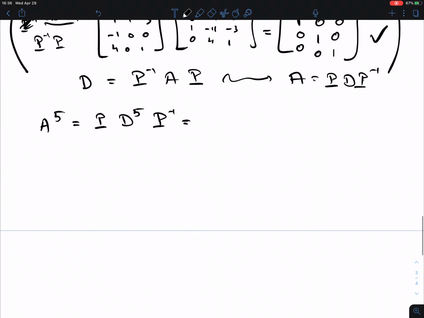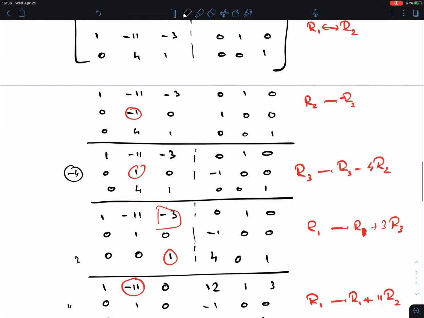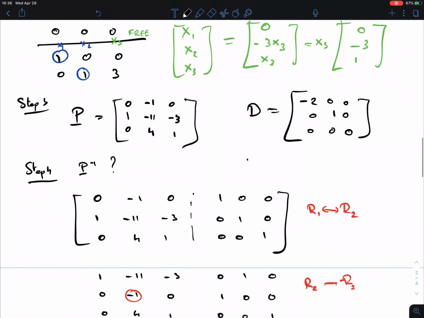Okay, now what is D to the power 5? Let's look at D. Here is D, so I'm going to write it here, D to the 5. It's a diagonal, so I can take the power of each of the diagonal elements. Minus 2 to the power 5, well, 2 to the power 5 is 32, but with the negative, it's negative 32. And this is just 1, and then 0 to the power of 5 is of course 0. So this is D to the 5.